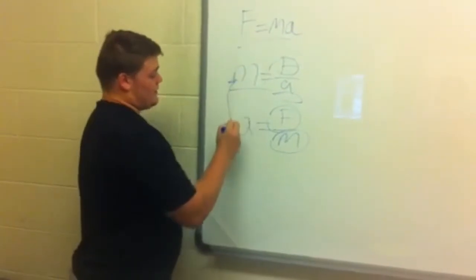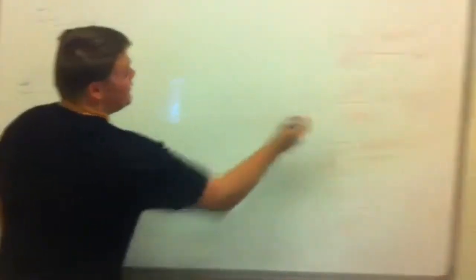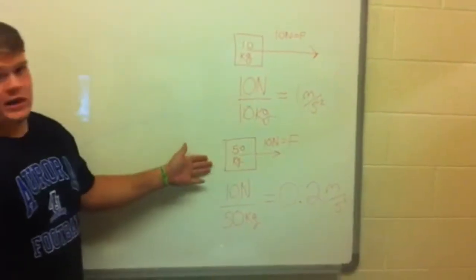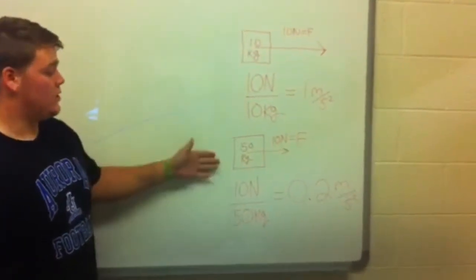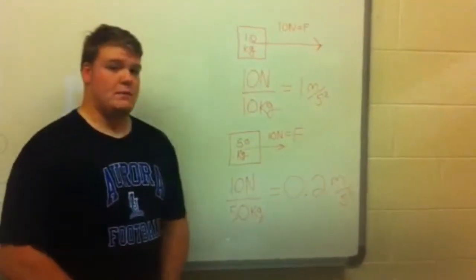Showing that acceleration and mass are inversely proportional to each other. If you take it over here, you can look and see that the larger an object and the smaller an object, the larger object will move slower compared to the smaller object based on the same amount of force being applied.